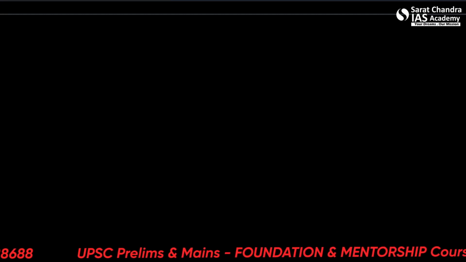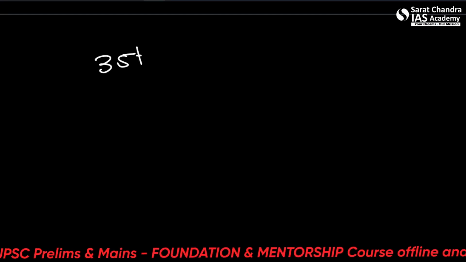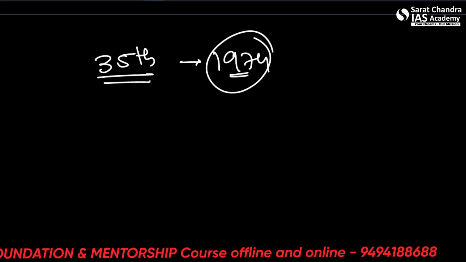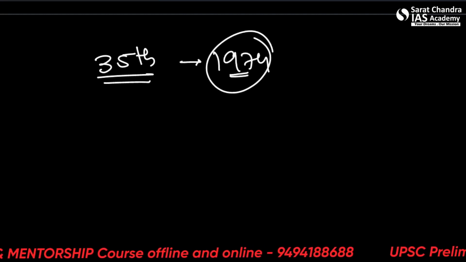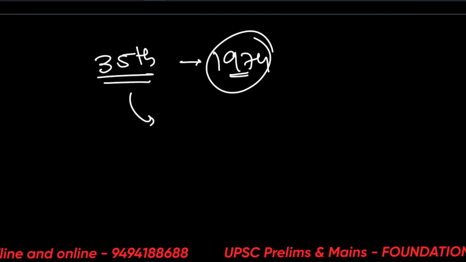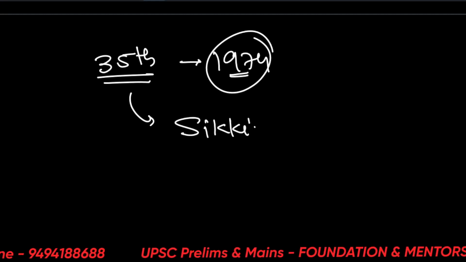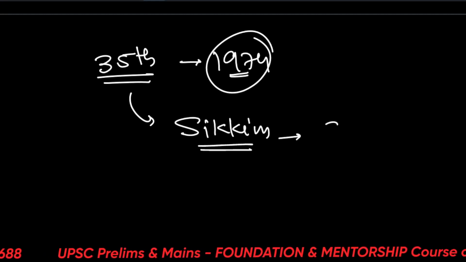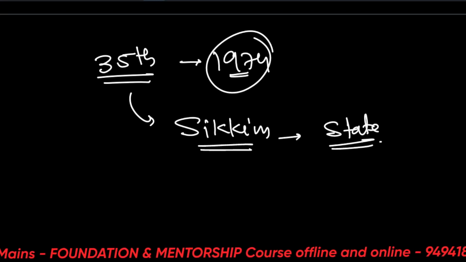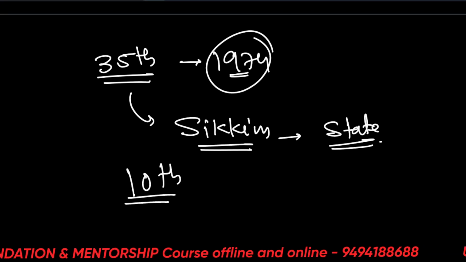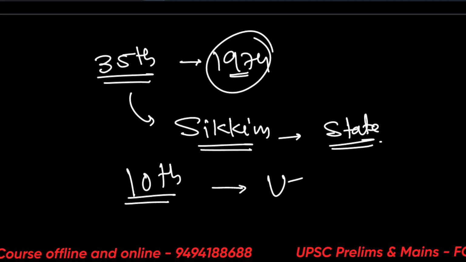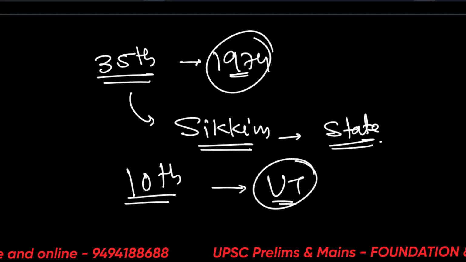Let's come to the 35th now, of 1974. So it terminated the protectorate status of Sikkim and conferred the status of an associate state of the Indian Union. Sikkim became an associated state of the Indian Union. The 10th Schedule was added, laying down the terms and conditions of association of Sikkim with the Indian Union. It was mostly about Sikkim, the 35th Amendment.